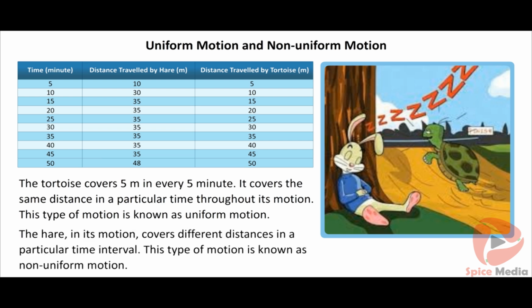The hare in its motion covers different distances in a particular time interval. This type of motion is known as non-uniform motion. If an object covers unequal distances in equal intervals of time, it is said to be in non-uniform motion.